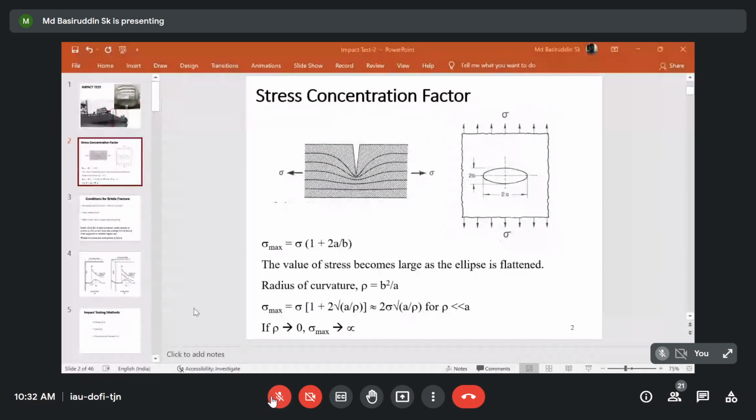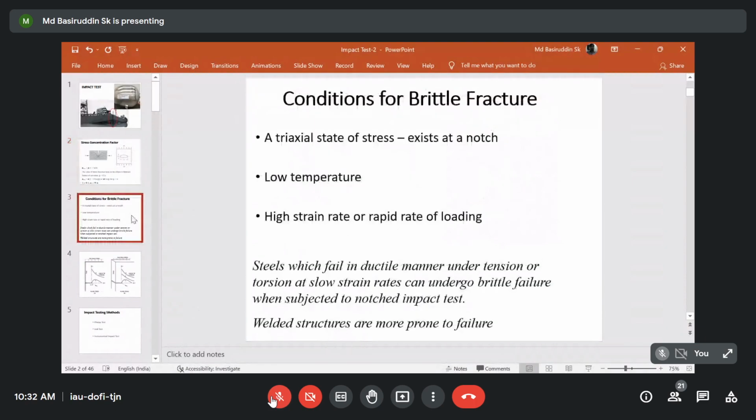So if you change the notch tip radius, then that may also lead to a value of infinity. Infinity theoretically is possible, but practically, before reaching infinite values, the material will fail. So overall, the conditions for brittle fracture lie in three distinguished factors. One is low temperature, the second is high strain rate or rapid rate of loading, and the third is the triaxial state of stress.